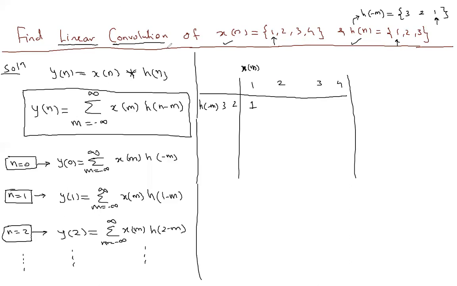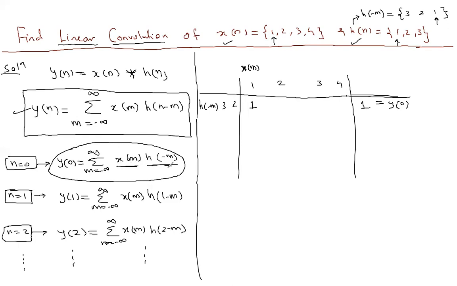Now notice I already have x of m over here and h of minus m over here. In the first expression, y of 0, I have to multiply x of m with h of minus m. So let us multiply these two. You multiply 1 with 1, and everything else gets multiplied with 0. That's 1, the answer for the first one, and that value is y of 0. I hope you understand what we've done. We used this formula and found the expression for y of 0, which is x of m times h of minus m. When you multiply them out, you sum it up. It's just one value, so there's nothing to sum, and that's how I got y of 0, which is 1.